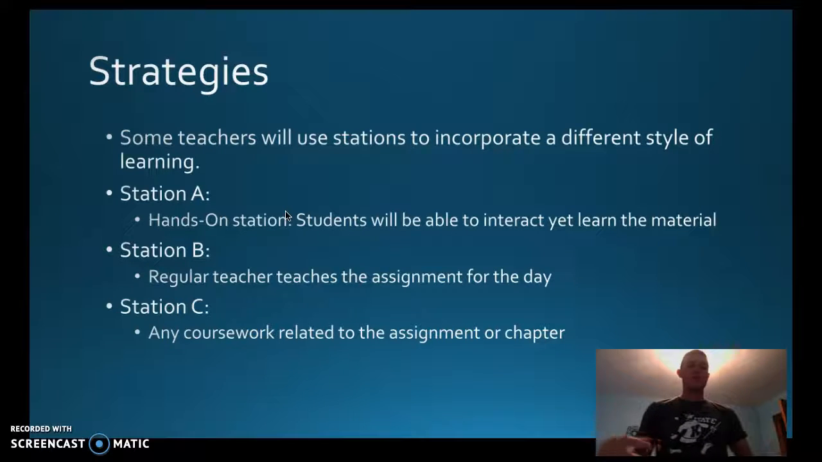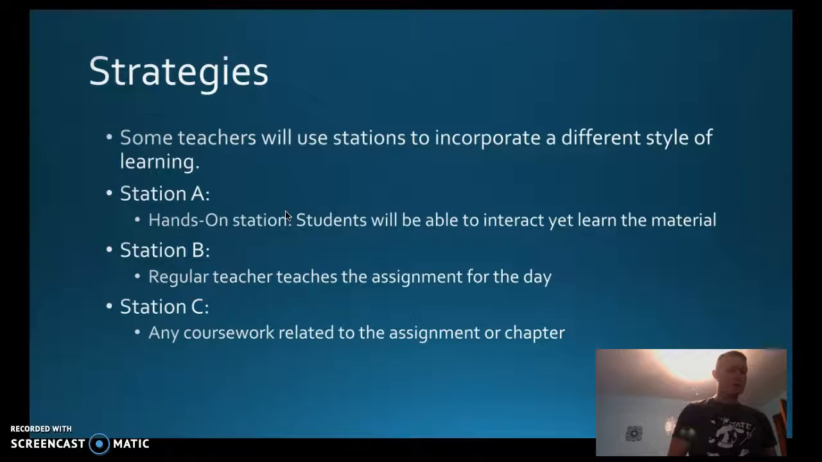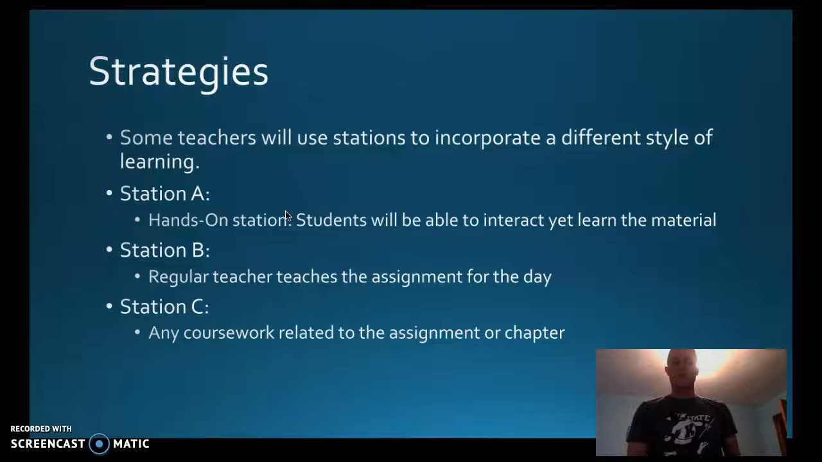And so when we include all these stations, the student is able to learn in many different ways. Maybe student A doesn't like station A. He's not a hands-on person, but he understands the concept and the material in station B with the regular teacher.